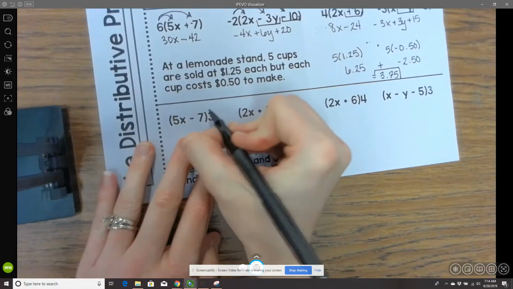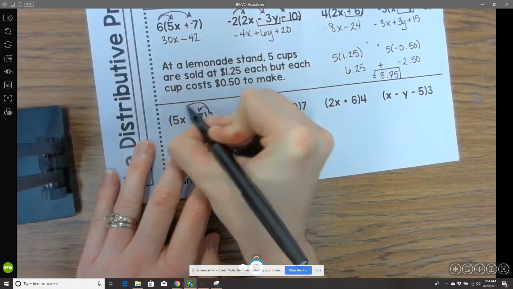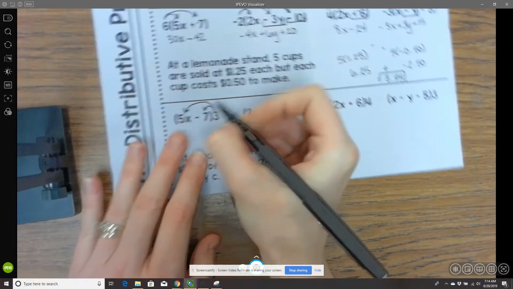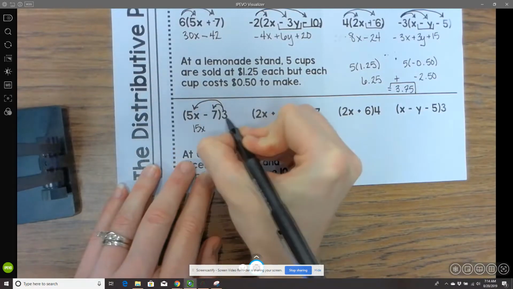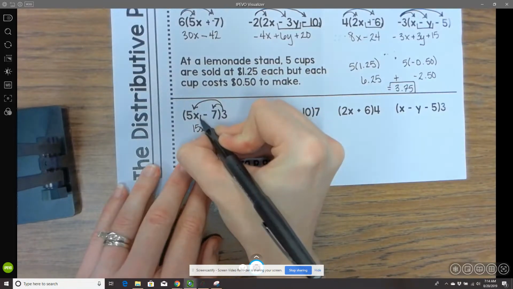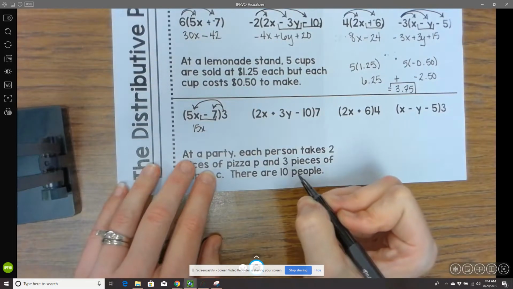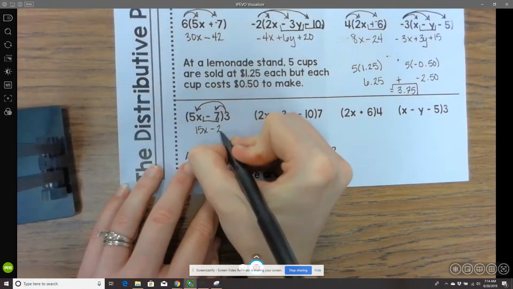All right, so now we're going backwards. So 3 times 5x is 15x. 3 times, again, if we group all this together, a -7, we'd get a -21.